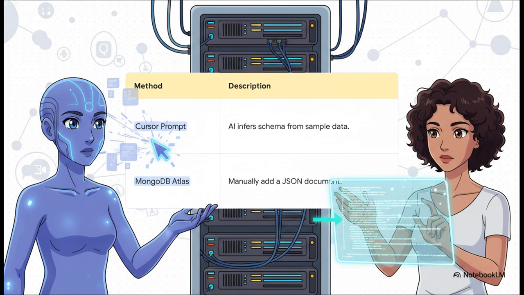So you basically have two fantastic ways to do this. The first approach is what we call vibe coding. You just describe what you want in a simple prompt to the Cursor AI, give it some sample data, and it'll figure out the whole database schema for you. It's pretty amazing. But if you want more granular, precise control, you can always go the manual route. Just log into Atlas and define the collection structure yourself using a sample JSON document.